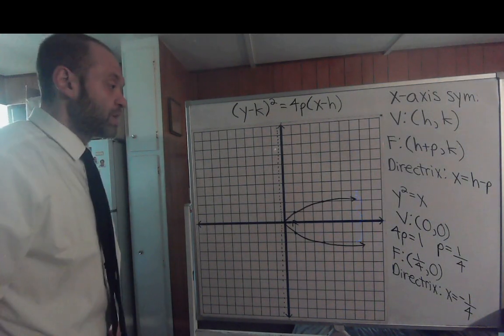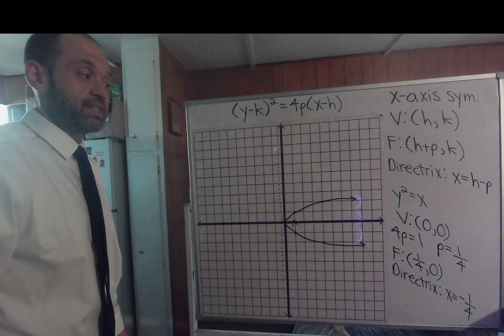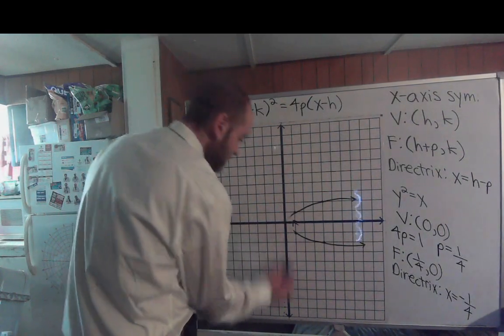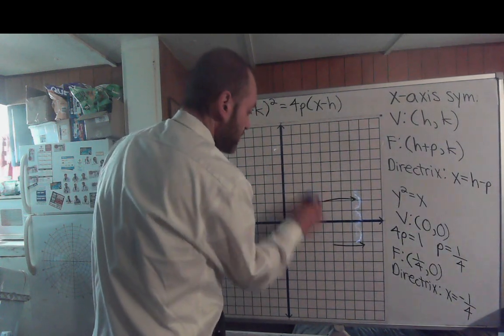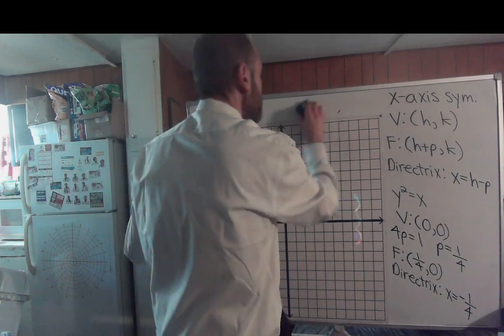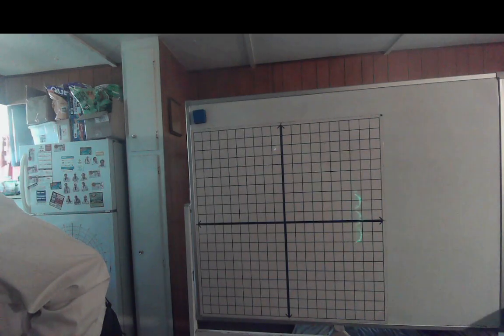But we're going to start out graphing. We'll do a couple with x-axis symmetry where the vertex is at the origin. We'll start easy at first. Then we'll do a couple where the vertex is not at the origin. So let's do some of those. Alright, so what do we got here?